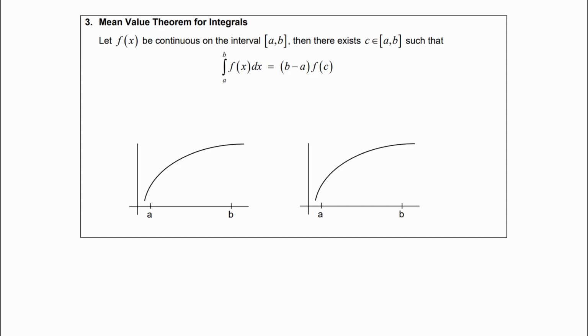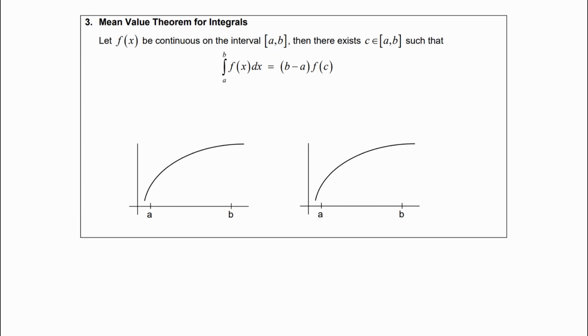Mean value theorem for integrals. Wait a minute, didn't we learn this before? Yeah, that was the mean value theorem for derivatives. And this is now the mean value theorem for integrals. So let f be continuous on the interval a to b. Then there exists c inside of that interval a to b such that the integral from a to b of f of x dx is equal to the quantity b minus a times f of c.